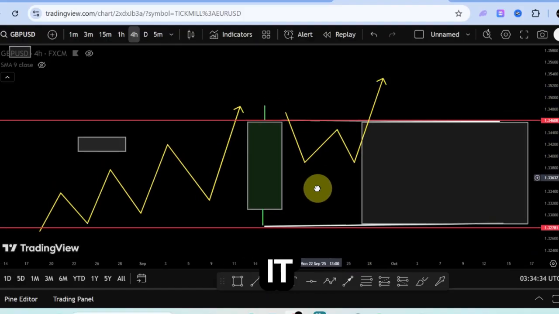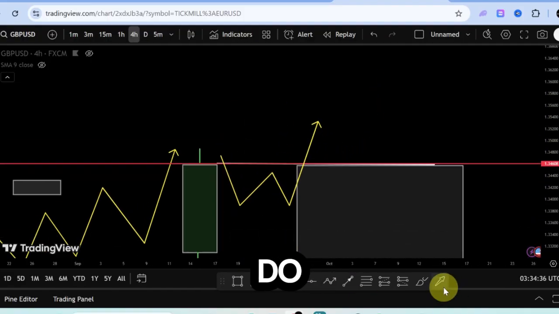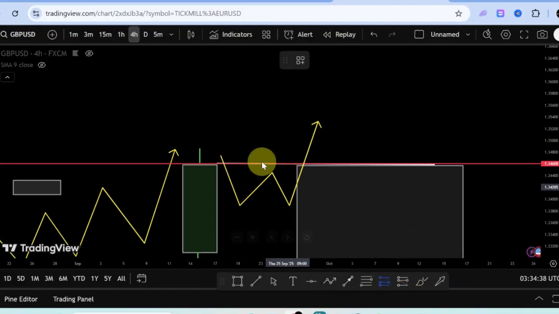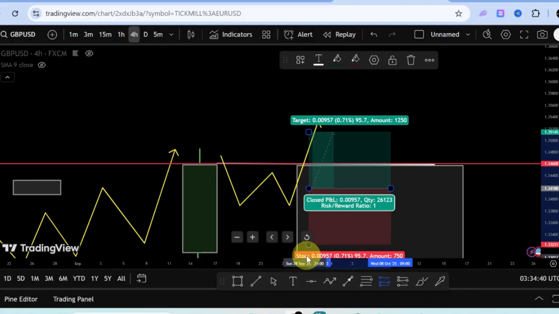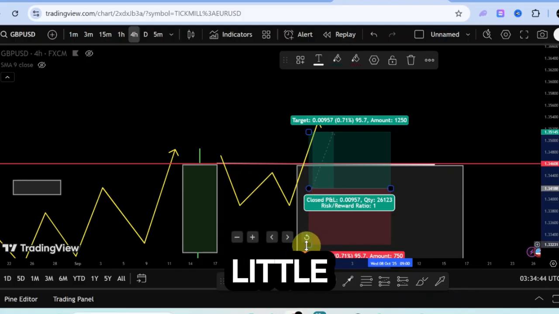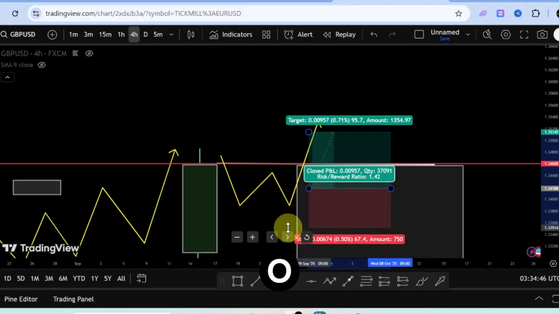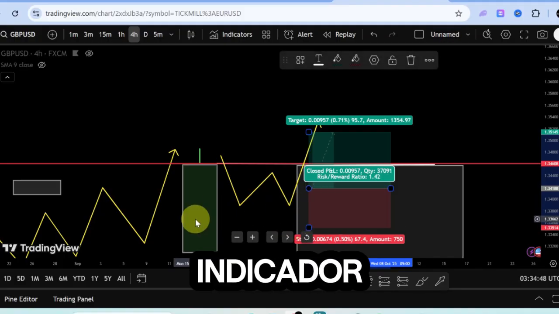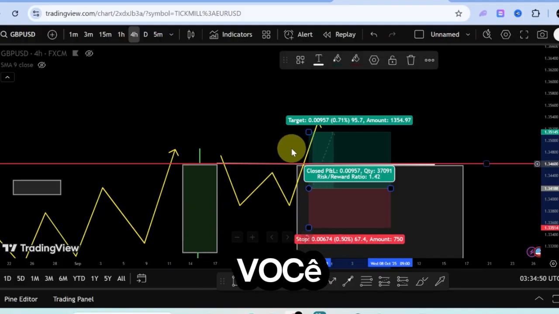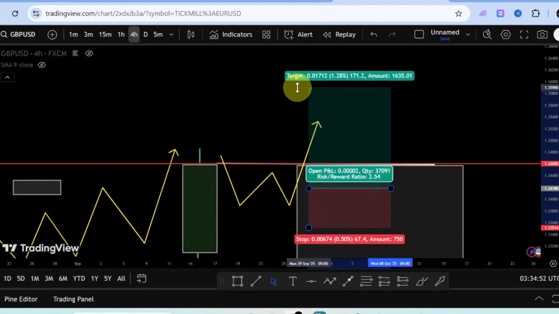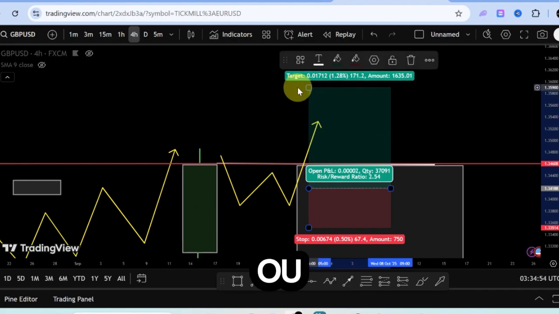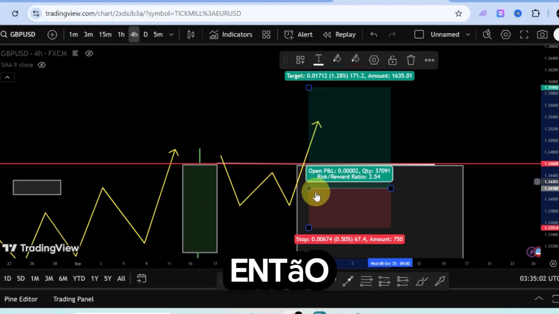When you're taking a buy order, your stop loss should be a little bit below the entry model, like the indicator or the confluence that you saw. You can simply target 1 to 2, or you can target 2 to 1 risk to reward ratio. Very easy.